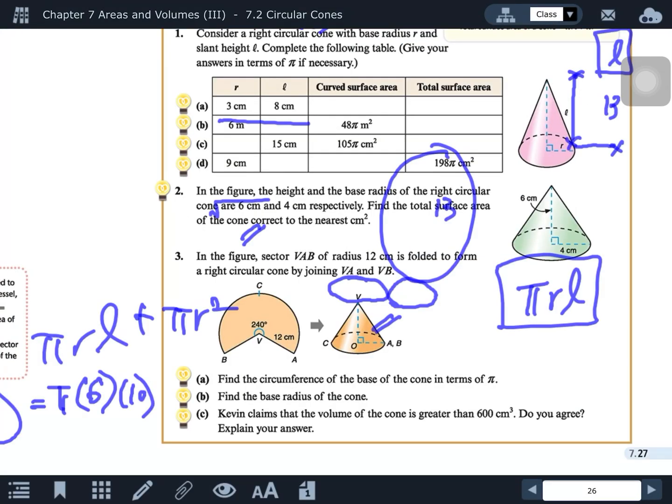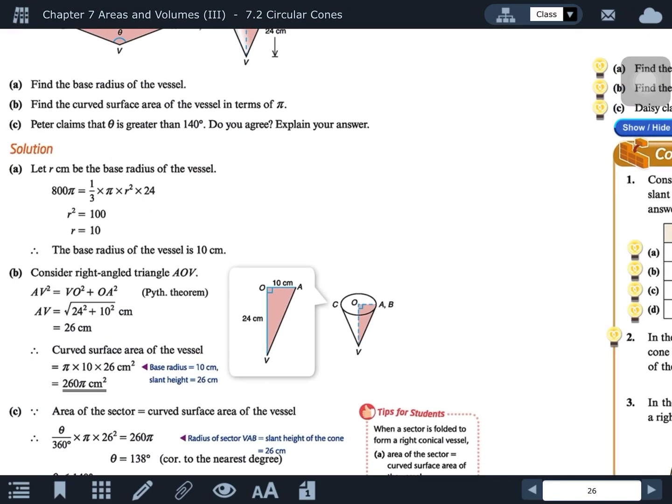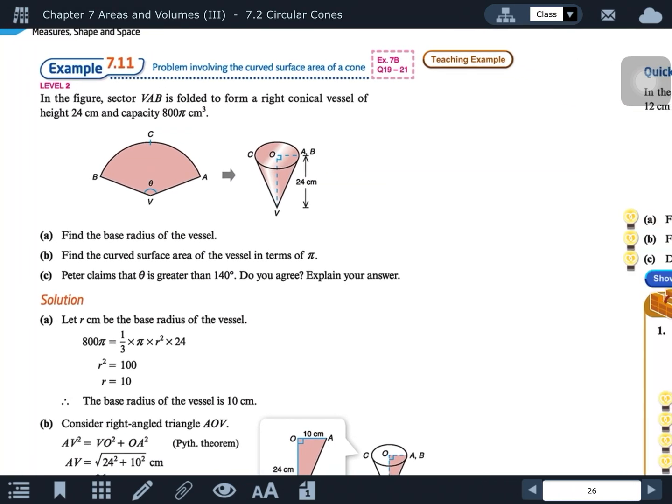Okay, so finally, example 7.11 is the last example that we need to see. Okay, let's see what happens. In this figure, sector VAB now becomes a right conical face. Actually, this is the cone, with height 24 and capacity 800 pi. Capacity means the volume.